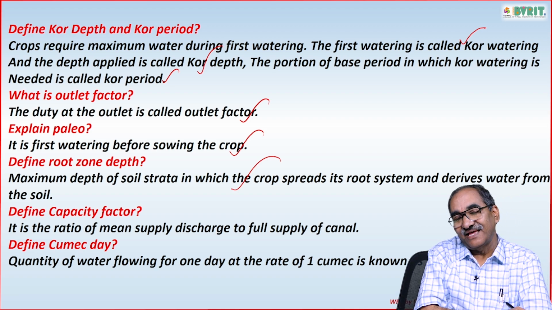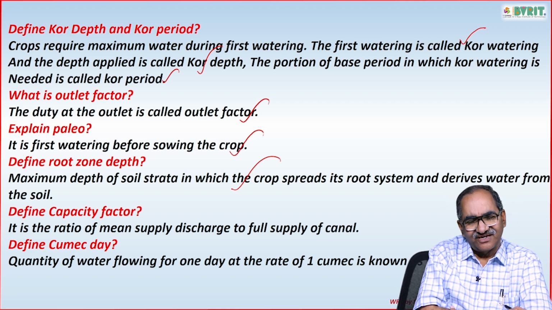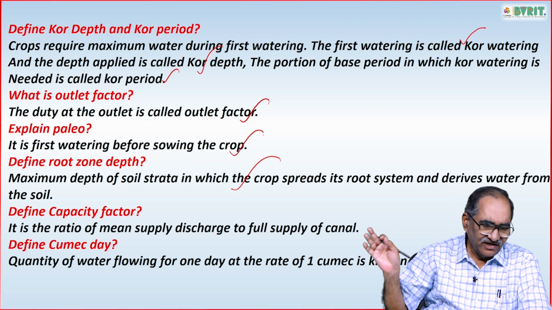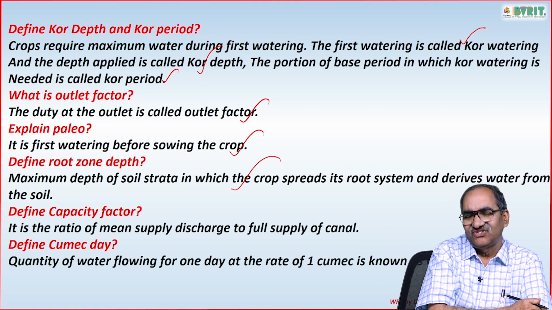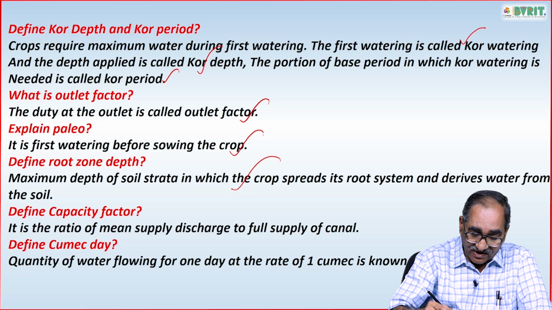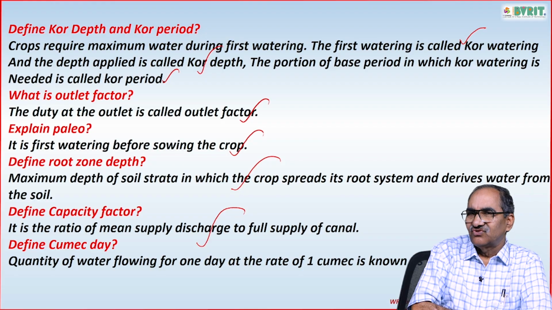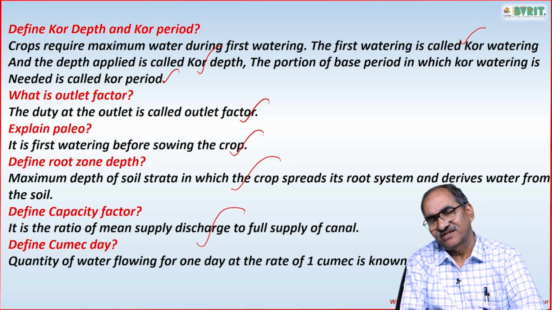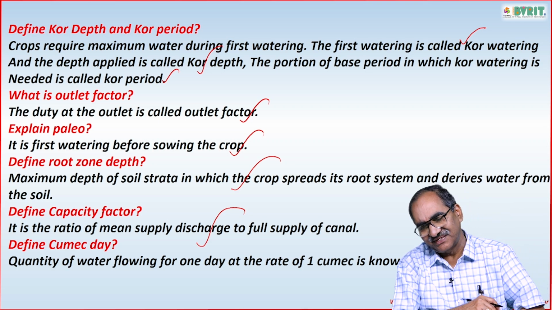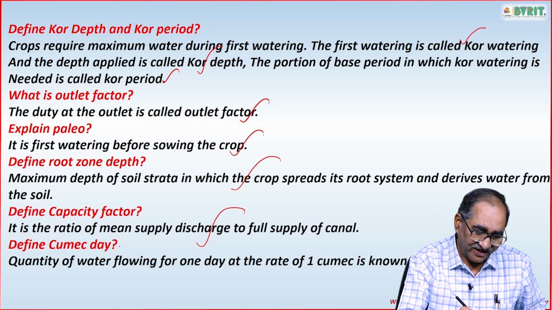And what is the capacity factor? It is the discharge flowing in the canal divided by the full supply discharge of the canal. What is cubic day? It means supplying 1 cubic meter per second of water for 1 day. That is what we call cubic day.